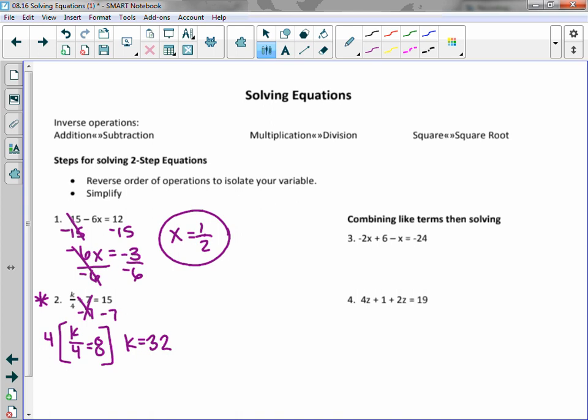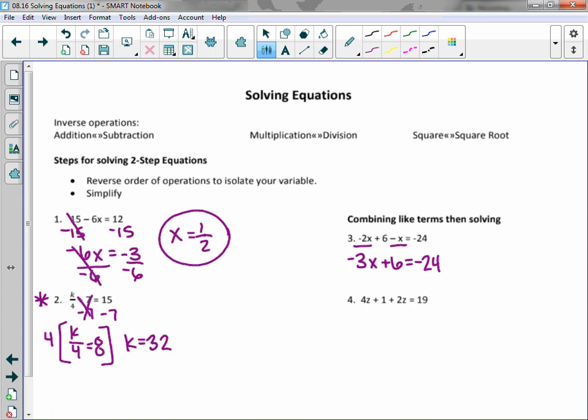Combine like terms. So now, check your equation first. Can you combine like terms before you then solve? If I look at number 3, anything there that you can combine? Negative 2x. Okay, and what does that combine to make? 3x. Negative 3x plus 6 equals negative 24. Good. So then what would you do?